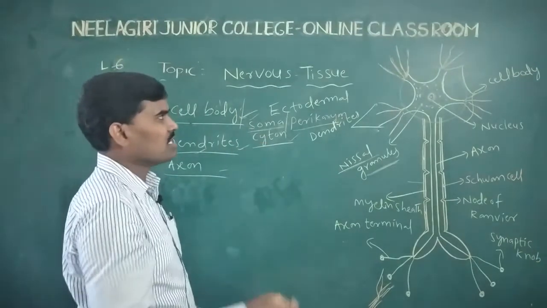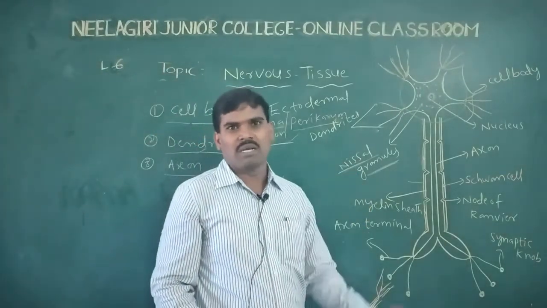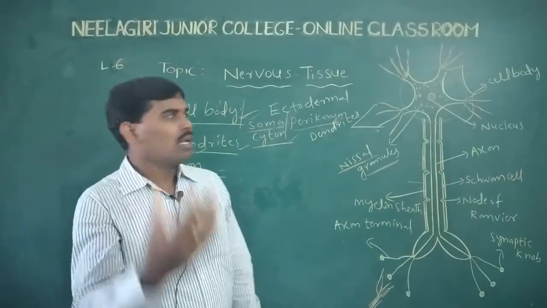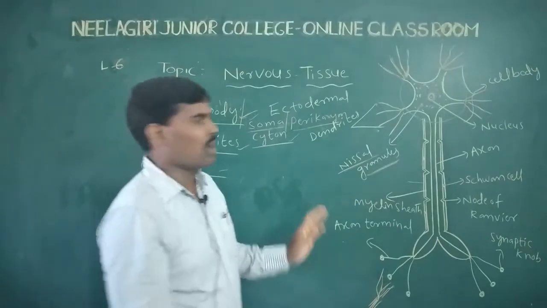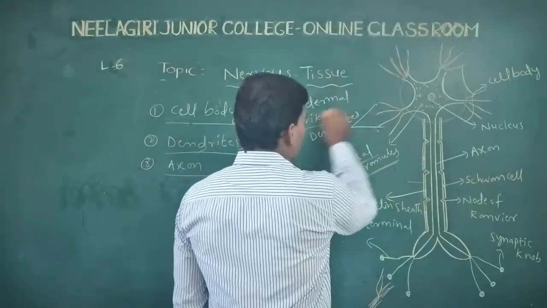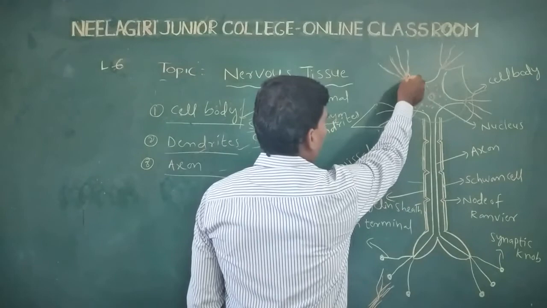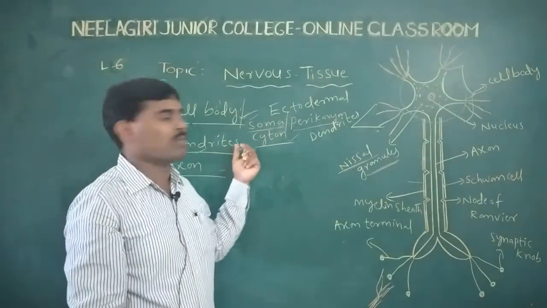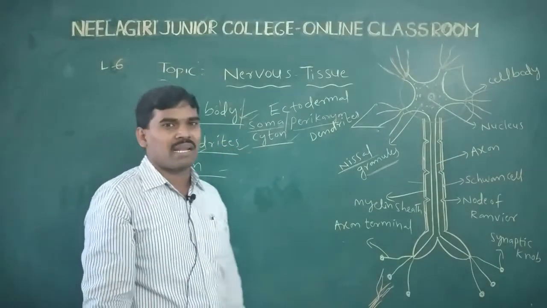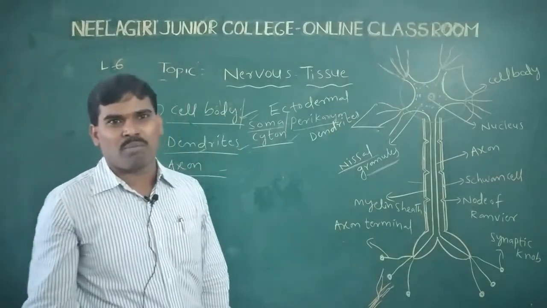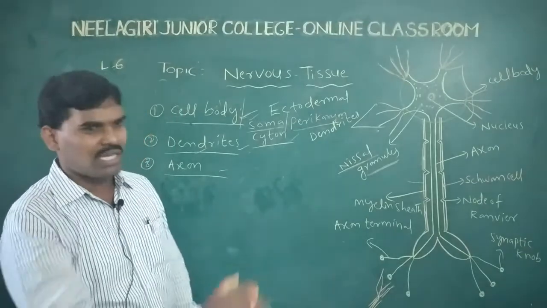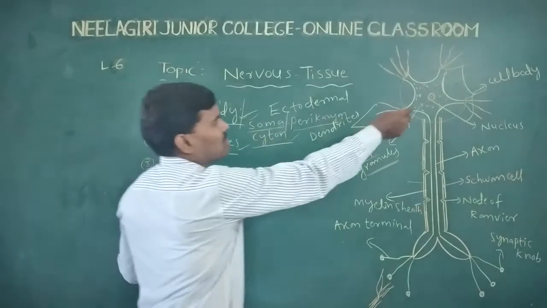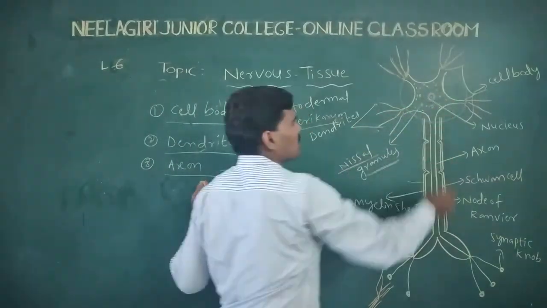So dendrites are short, branched, finger-like or plant-like projections arising from the cell body or soma. With the help of the dendrites, the nerve impulse is received from another neuron and transmitted to the cell body, or soma.